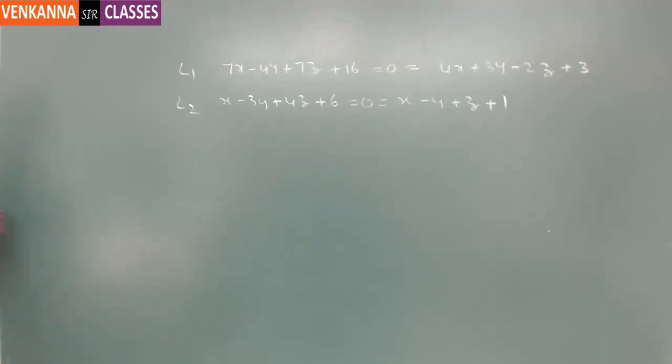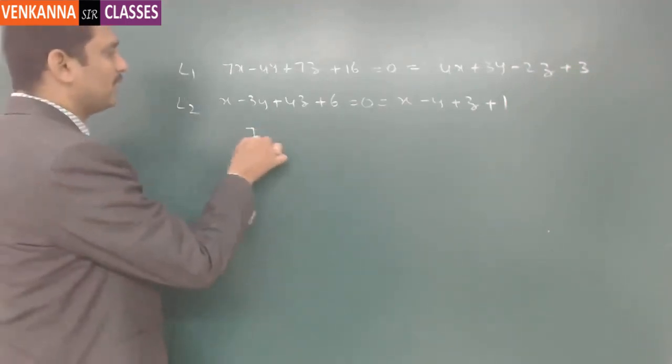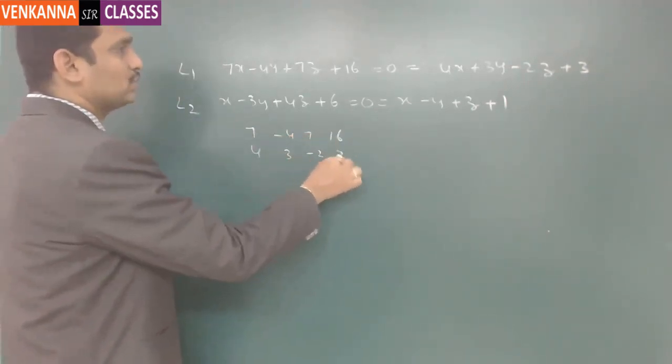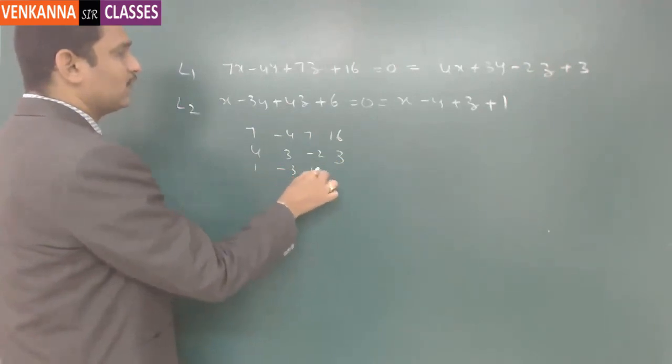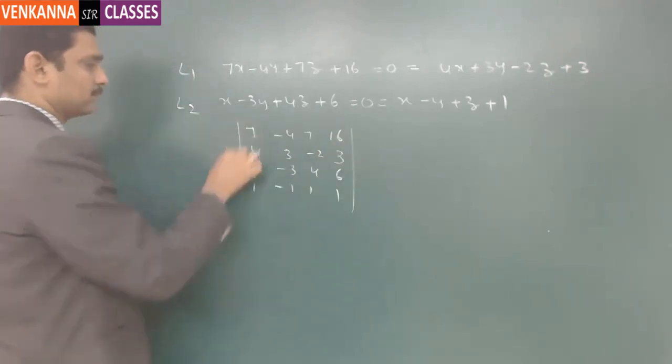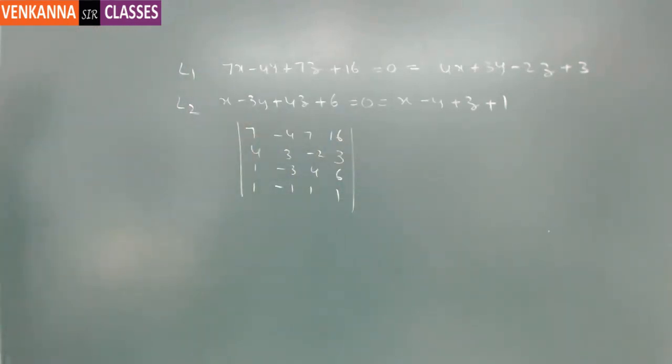Now, for this, in order to verify the coplanarity, the checking condition is simply calculate the determinant writing all the coefficients of the planes. So here 7, minus 4, 7, 16, 4, 3, minus 2, 3, 1, minus 3, 4, 6, 1, minus 1, 1, 1. I have simply written all the coefficients of the four planes.